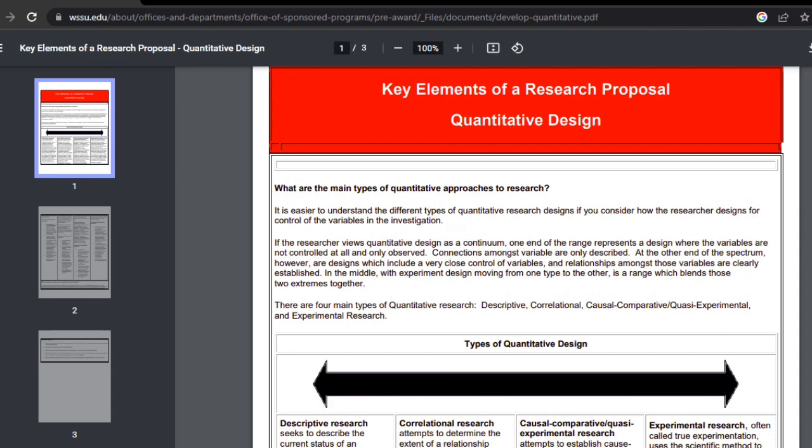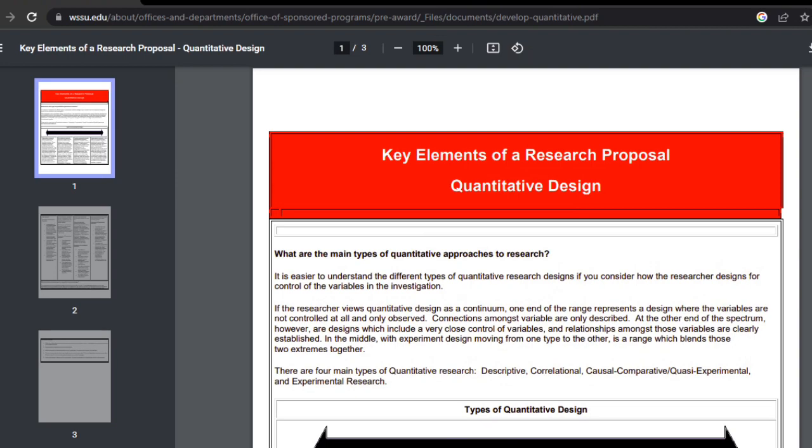Today we are going to discuss the key elements of a research proposal, that is quantitative design. Here you can see the main types of quantitative approaches to research. It is easier to understand the different types of quantitative research designs if you consider how the researcher designs for control of the variables in the investigation.